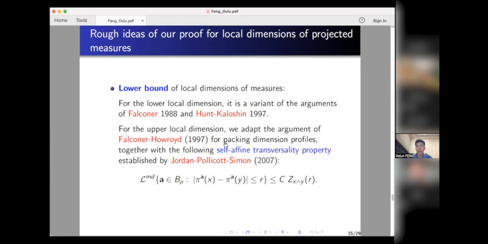Falconer-Howroyd for packing dimension profiles together with the following self-affine transversality property established by Jordan, Pollicott, and Simon in 2007. Well, they proved that for a given rho, consider a ball with radius rho, then the measure of parameters a such that |pi_a x minus pi_a y| is less than or equal to R is bounded by a constant C, which depends on rho, times the kernel G(x,y,R).